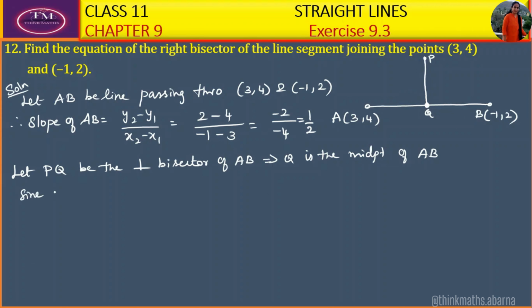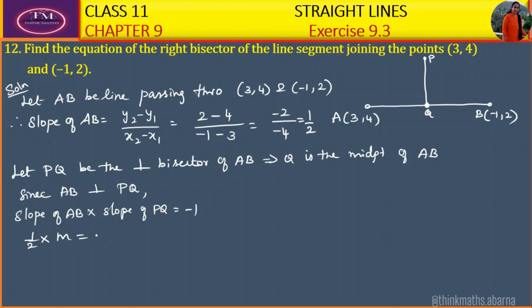So since AB is perpendicular to PQ, we have slope of AB into slope of PQ is equal to minus 1. What is the slope of AB? It is 1 by 2. So 1 by 2 into slope of PQ, let us keep it as M, equal to minus 1. So M will be equal to, this 2 is in division. When we change the side, it will go to product. So minus 1 into 2 is minus 2. So slope of PQ is minus 2.